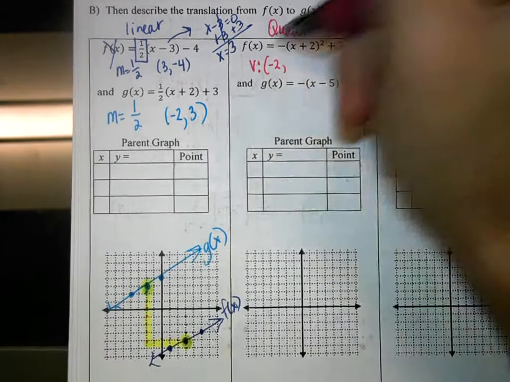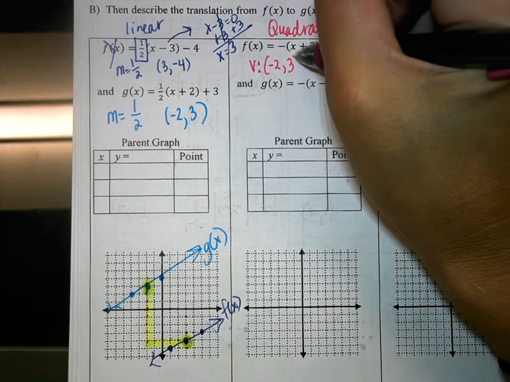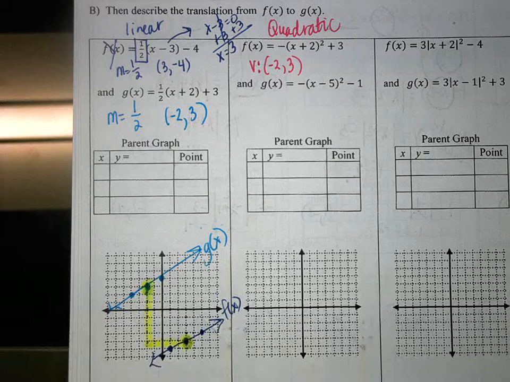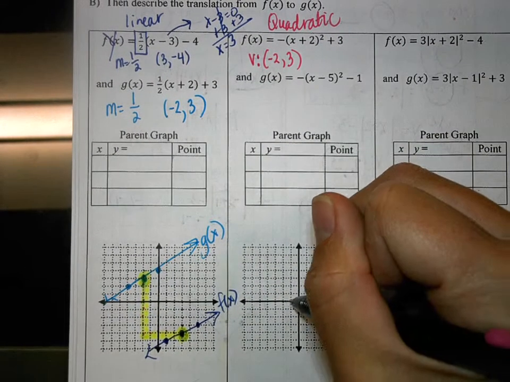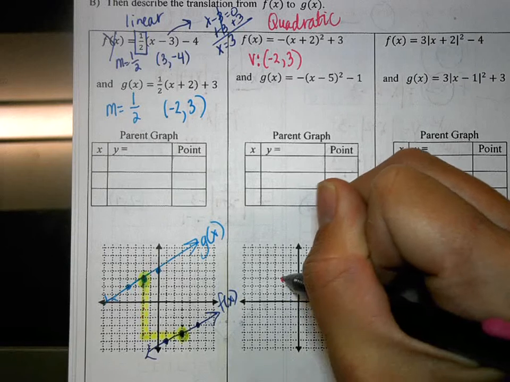-2, 3. Okay, so -2, 3 is my starting point. So we go left 2, up 1, 2, 3, make a point.